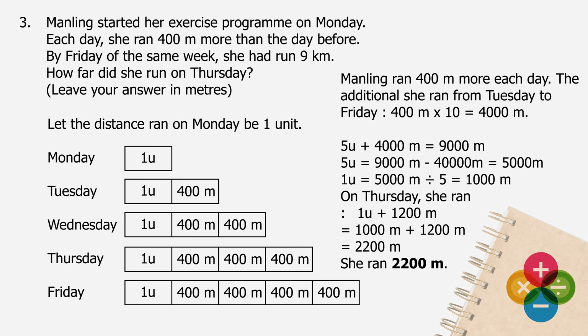The distance that she ran on Thursday will be, add 1 unit to 1,200 meters, which is equal to 1,000 meters plus 1,200 meters, and the sum is 2,200 meters. She ran a total of 2,200 meters on Thursday.